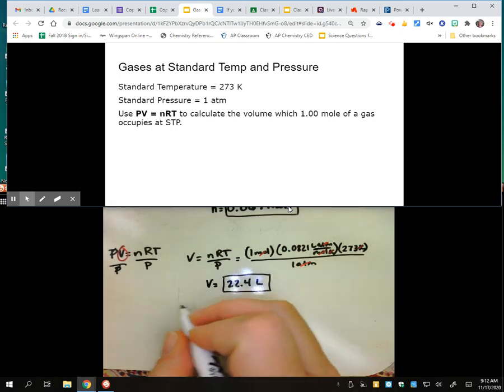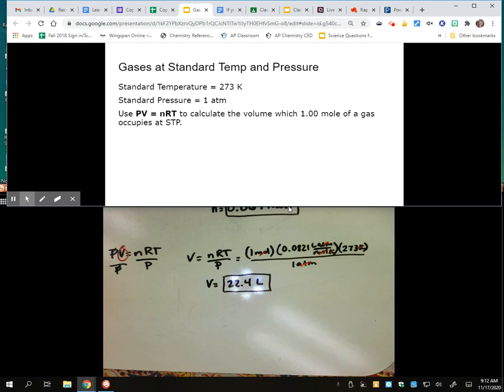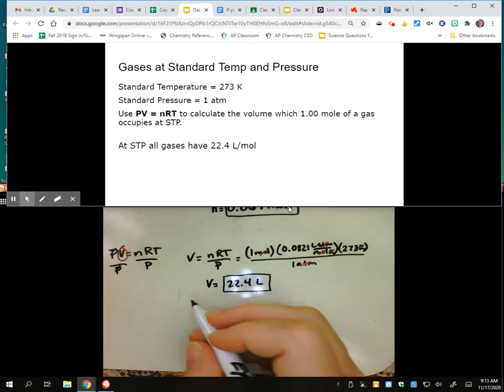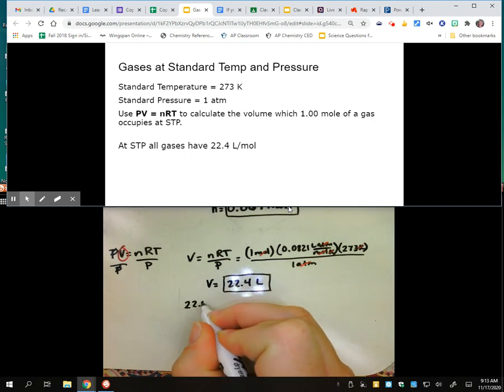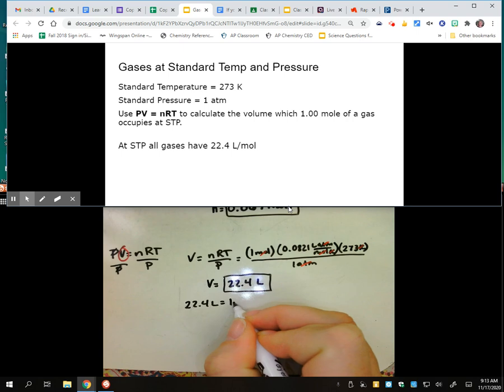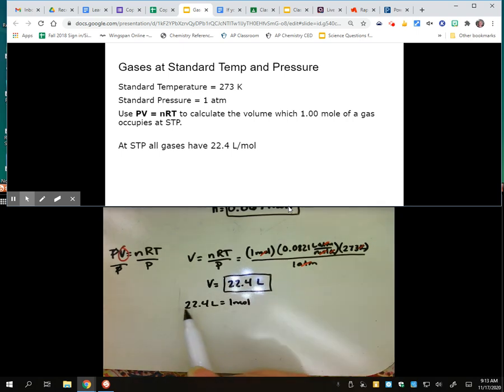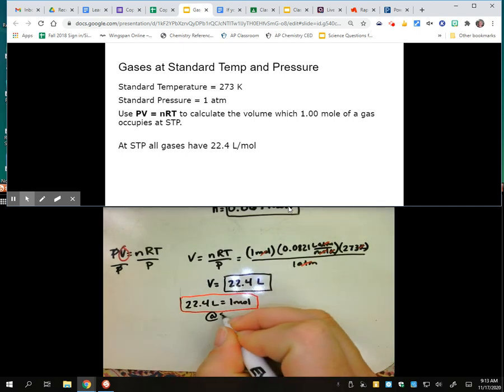And so at STP, all gases have 22.4 liters per mole. That lets us know that there are 22.4 liters in 1 mole of any gas. And so we can use this as a conversion factor and a shortcut for the ideal gas law, as long as it's at STP. So this only works at standard temperature and pressure.